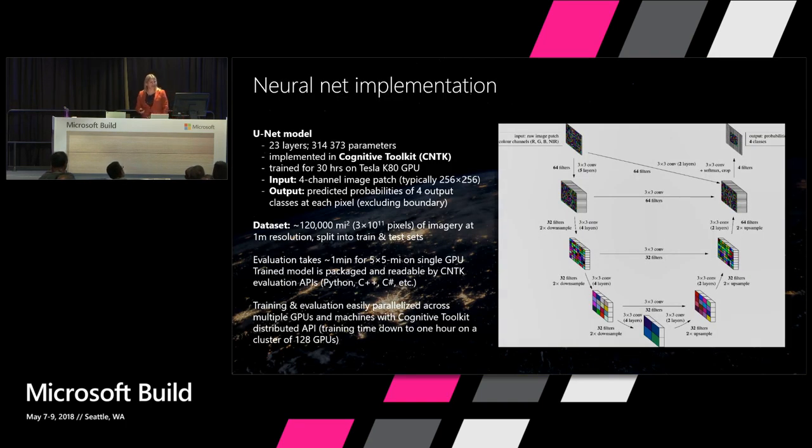And then a little more detail on our neural net implementation. It was based on UNet, as I said, 23 layers, a lot of parameters. And we did implement it using the Cognitive Toolkit, the CNTK. Some of you may have used that. It's one of our open source deep learning frameworks. And so we trained that, and I'll talk a little bit more about the inputs and outputs on the next slide. But this is a lot of data. We split it fairly evenly into training and test sets, and we were able to train it fairly quickly.